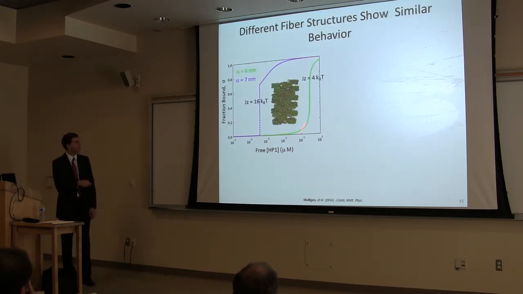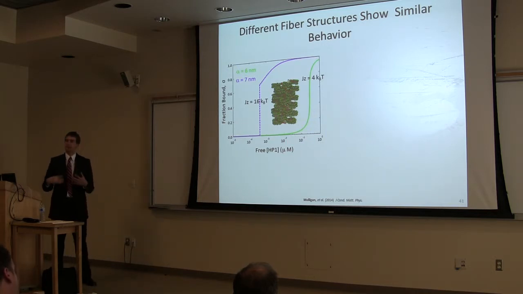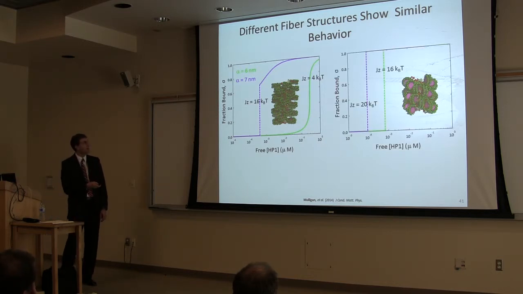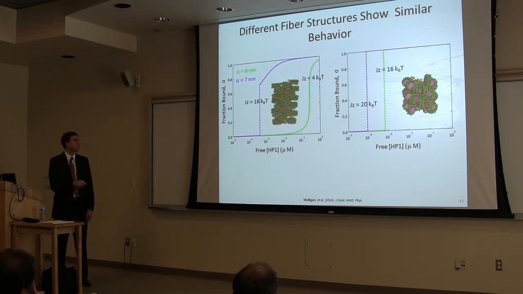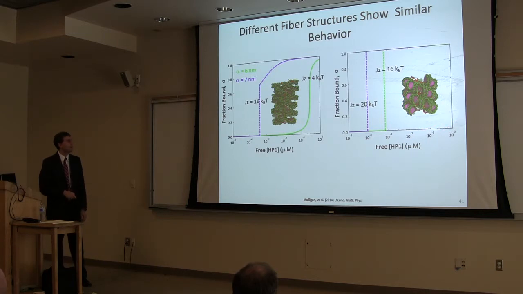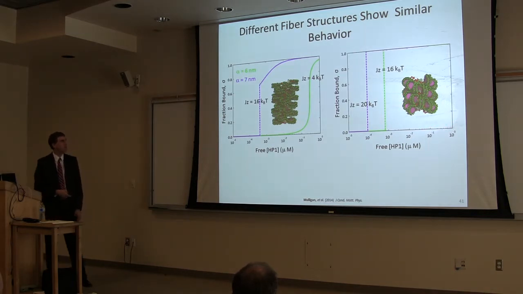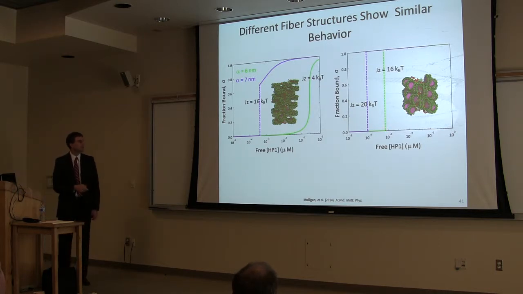Now we can look at the same structure as we did before, same picture, and let's just look at a different fiber structure. In this other fiber structure here, you can see a different packing arrangement, different alignment of the nucleosomes. And what you notice is that for the same values of alpha, you have different degrees of connectivity, and therefore the phase transitions look different.